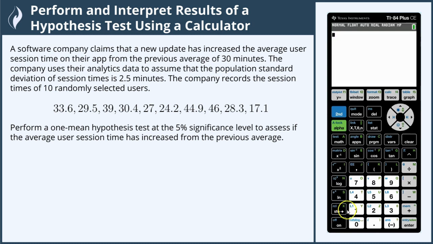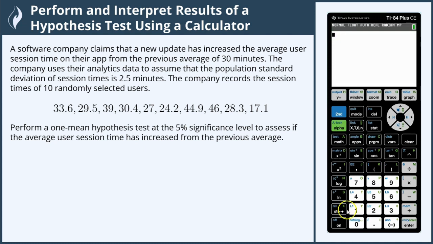A software company claims that a new update has increased the average user session time on their app from the previous average of 30 minutes. The company uses their analytics data to assume the population standard deviation of session times is 2.5 minutes. The company records the session times of 10 randomly selected users. You can see the data here.